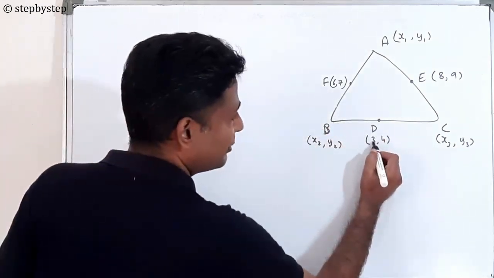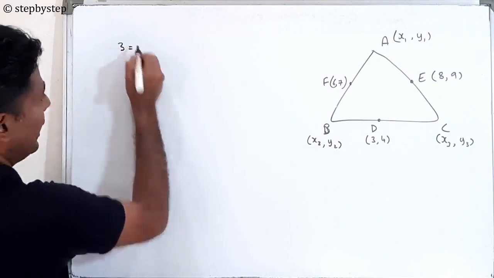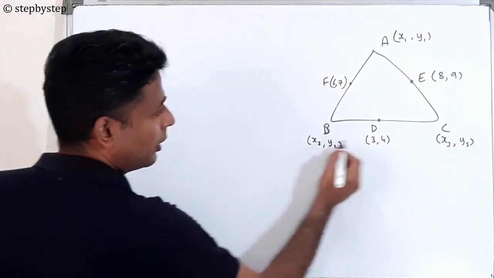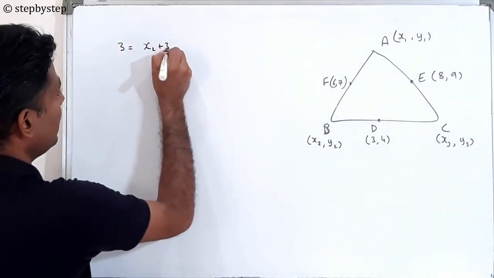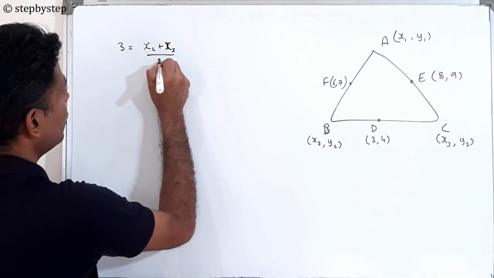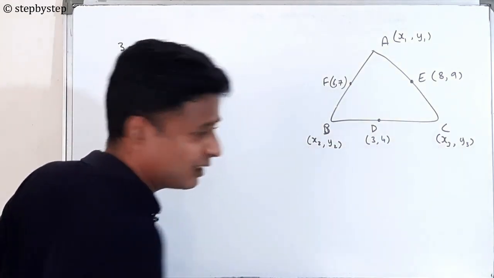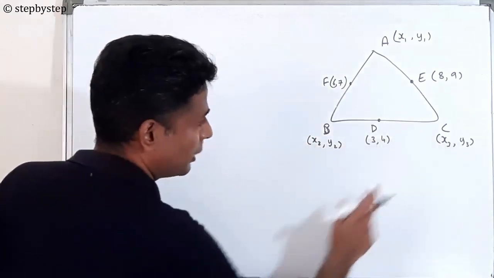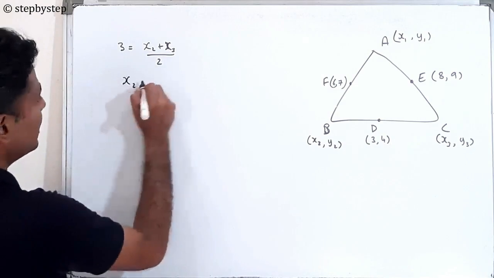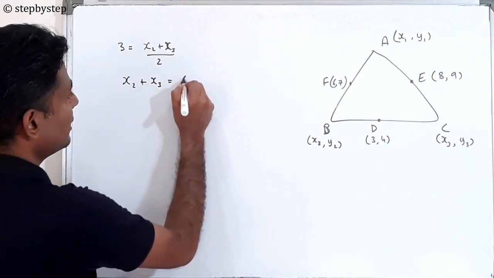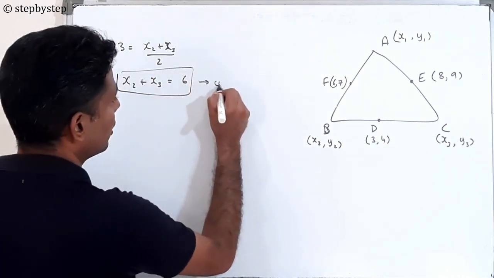So first thing is D is the midpoint of BC, right? So what will be the value? The x coordinate 3 will be equal to x1 plus x2 by 2. So in this case it is x2 plus x3 by 2, right? x1, in this case, is x2 and x2 is x3. So this x coordinate plus this x coordinate by 2 will give you 3. So transposing, I get x2 plus x3 as 6, 2 into 3 is 6. So this is our one equation we got.